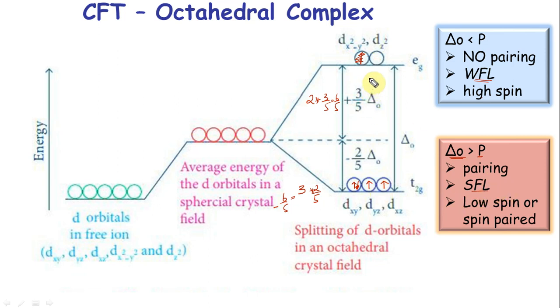In the previous case I had 4 single electrons. Here I have only 2, and the rest are paired. So this is called low spin. The spin is low only because of these two, or because the spins are paired.